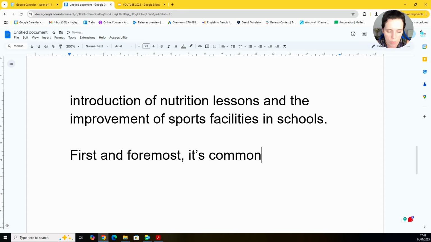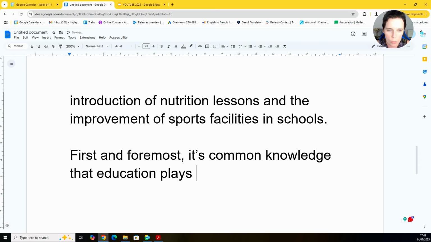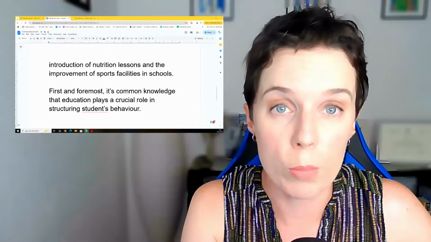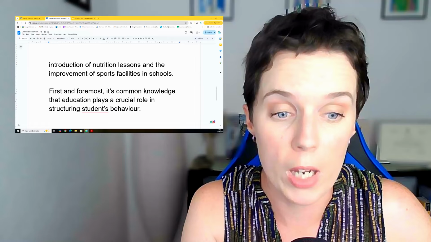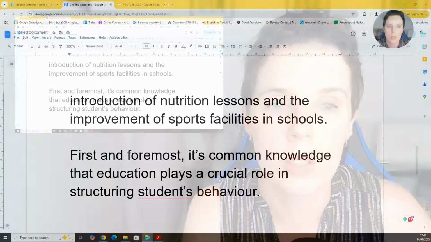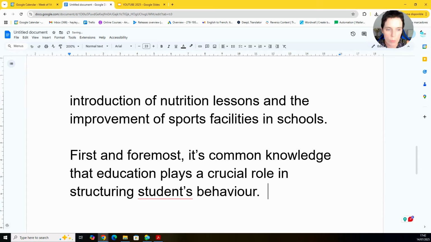It's common knowledge that education plays a crucial role. That's a nice collocation there. Play a role in structuring, you need an ing with this collocation, students' behaviour. That's my point. Okay, so my point is that education is very important for students' behaviour in particular, and now I need to say why. I need to explain my point, okay? So why does it help students' behaviour?